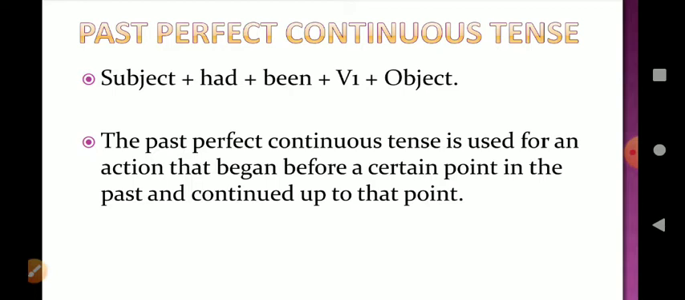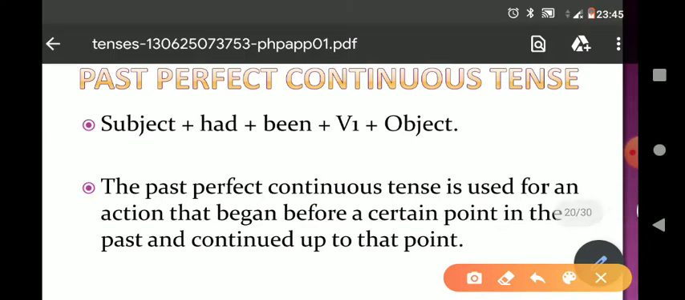Now the rule is subject plus had plus been plus V1 plus object. But what is the meaning of this tense? This tense means that any action that started in the past and was continuing till present. Not present, but it was continuing in the past only. Like subject plus, yes, I can give you an example.